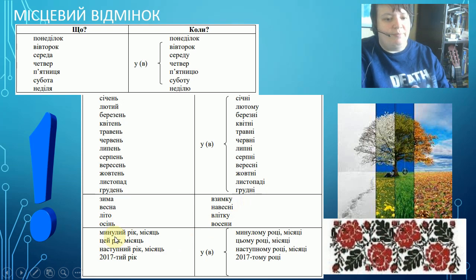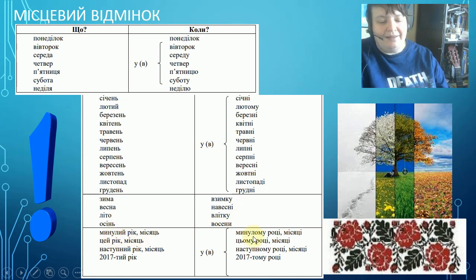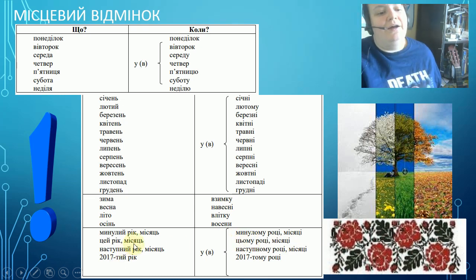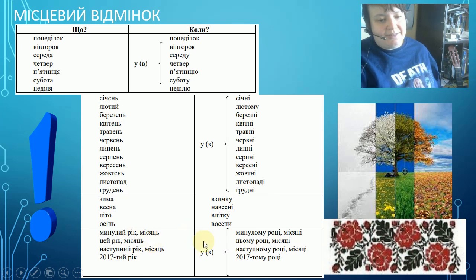And other expressions. Минулий рік, last year. У минулому році, в минулому році, last year. Місяць, month. У минулому місяці, last month. In previous month. Цей рік, this year. У цьому році, this year. In English, they are similar, but the question is what in nominative case and here in locative case, when. Цей місяць, this month, у цьому місяці, this month.